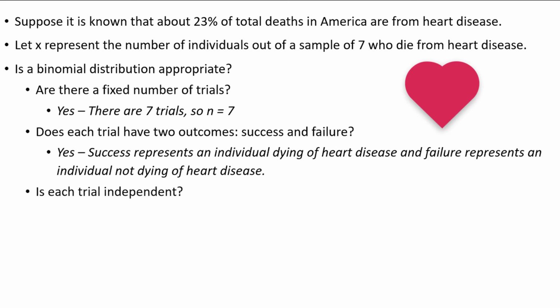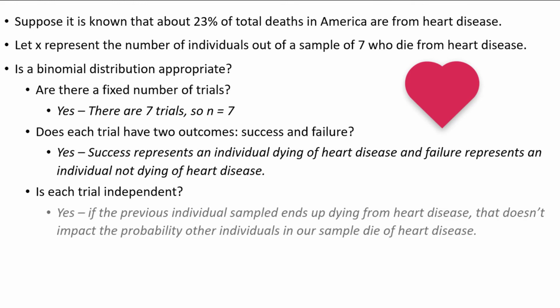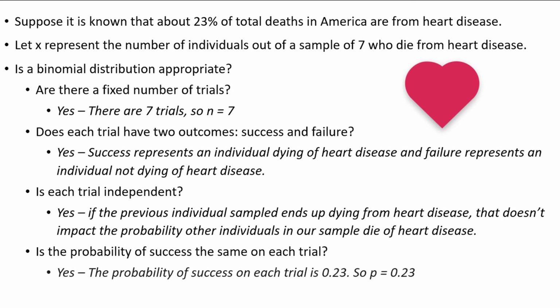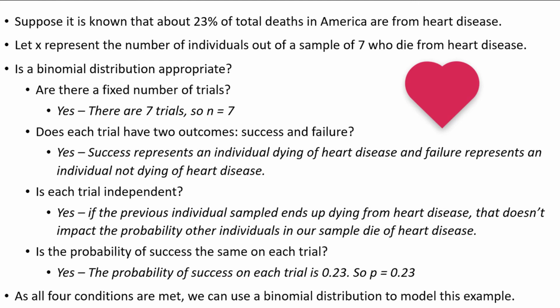Is each trial independent? Yes. If the previous individual sampled ends up dying of heart disease, that doesn't impact the probability other individuals in our sample die from heart disease. Is the probability of success the same on each trial? Yes. The probability of success, dying of heart disease, is 0.23 in all trials, so p is equal to 0.23. All 4 conditions are met, so we can use a binomial distribution to model this example.